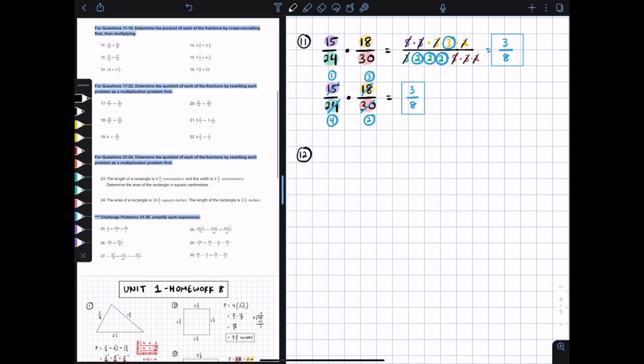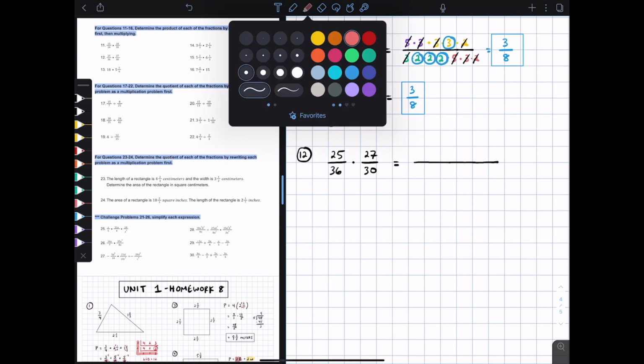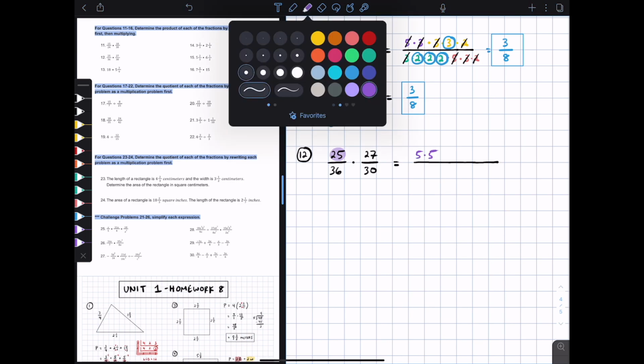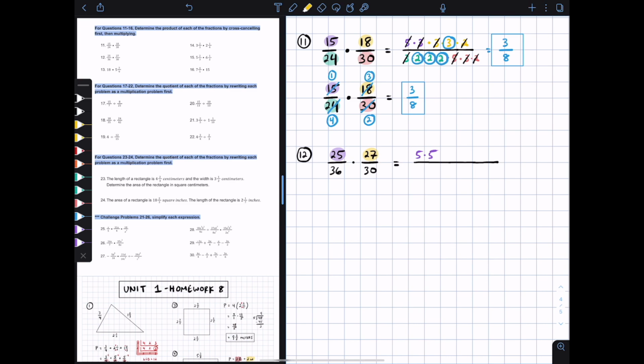So for 12, we have 25 over 36. We're going to go ahead and multiply that by 27 over 30. Okay, so let's see how everything breaks down here. All right, so 25, that's 5 times 5. Go ahead and write that up here. And moving over to 27, well, let's see, that's 3 times 3 times 3, that's 27.